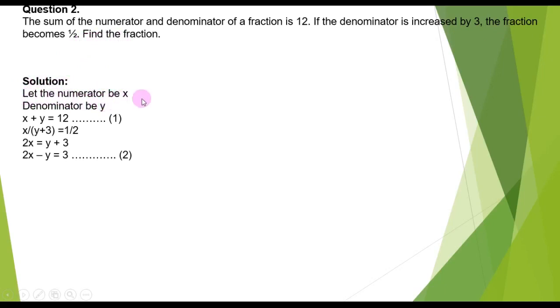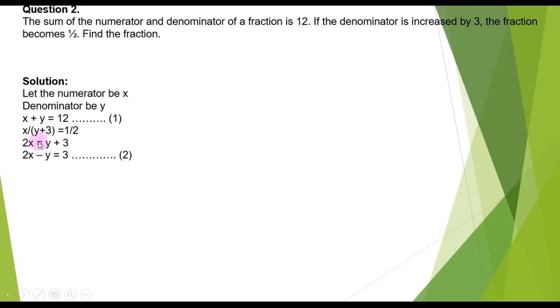Let the numerator be x and denominator be y. Sum of the numerator and denominator of the fraction is 12. So x plus y equal to 12. If the denominator is increased by 3, so x by y plus 3 equal to 1 by 2. So when we change this y plus 3, it goes to the right side. This denominator 2 will come to the left side. So 2x equal to y plus 3.